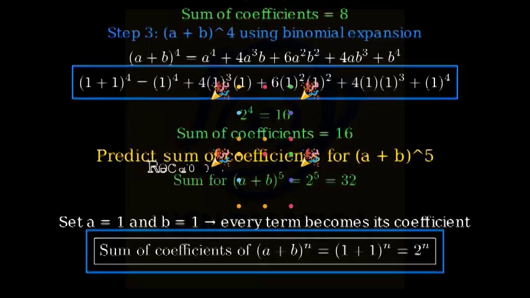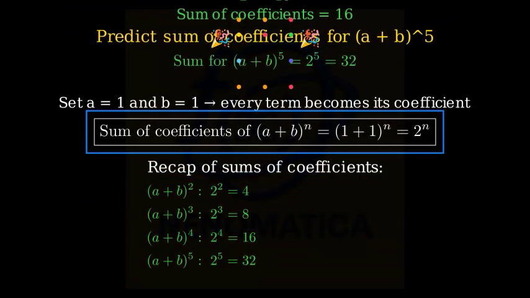Recap. For n equals 2, 3, and 4 we found sums of 4, 8, and 16, and we predicted for n equals 5 the sum is 32.